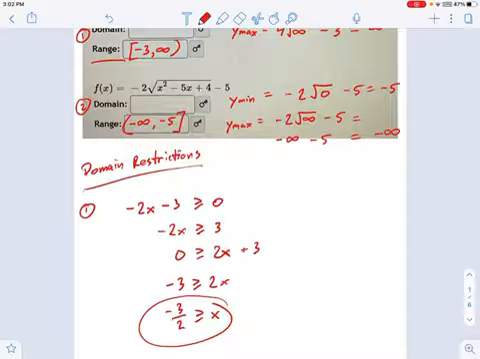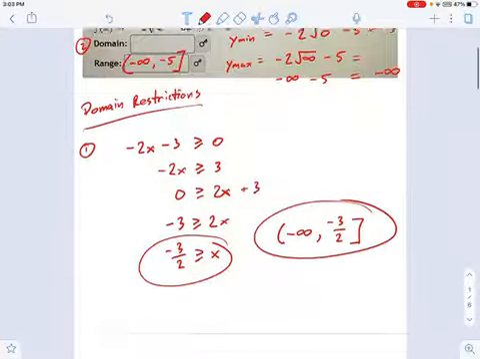What does that mean? Think about in domain. That means x could be negative 10, x could be negative 20, negative 30. It could be any negative number as long as it's less than or equal to negative 3 halves. So the way you write that is like this: all the negatives up to and including negative 3 halves. And that's going to be the domain.